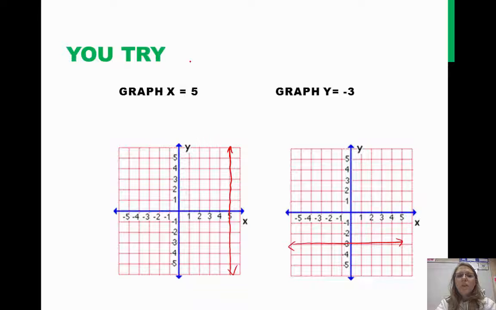So on the left one, we have x equals 5. When you have an x equals something, that's going to be a vertical line, and it's at 5. So if I put a 5 on the x-axis and draw straight up and down, that is my vertical line. It is wherever x is 5. So at (5, 2), (5, 4), and so on. Y equals -3 is a horizontal line, and it starts at the y-intercept of -3. So I put a point at -3, and then make a horizontal line going through -3.